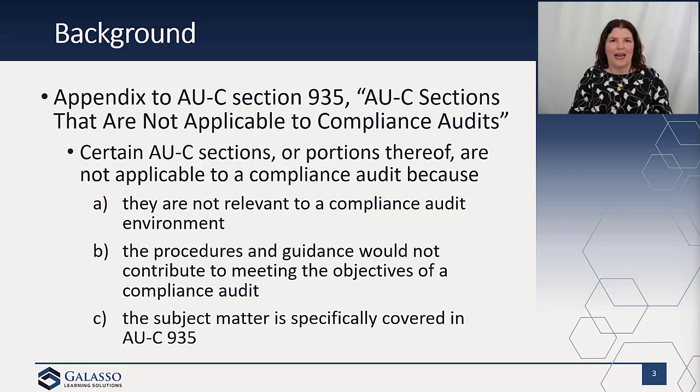703, that is for ERISA audits. Well, it doesn't apply to a compliance audit, so you get to skip that. 701, CAM, doesn't apply, right? So they kind of have sections because they're not relevant, or the procedures and guidance would not contribute to meeting the objectives because, again, they're not going to be focused on compliance. They don't make sense. Or there's special guidance like reporting in AUC Section 935. You wouldn't want to follow the normal reporting. You want to follow the reporting in there. And so as a result, this appendix is fabulous.